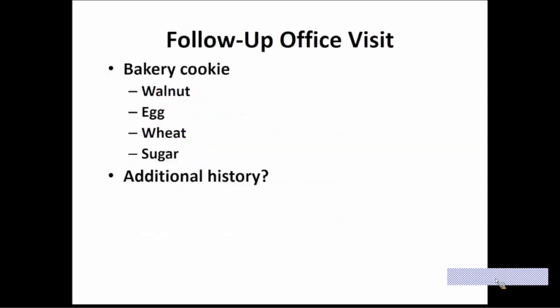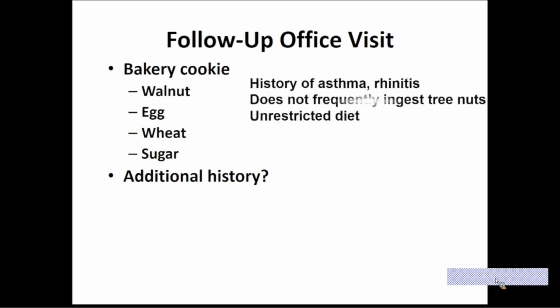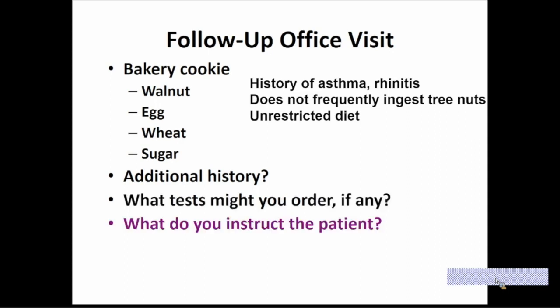So the bakery cookie ingredients are important as well. It had walnut and egg and wheat and sugar. And getting back to your question, there's a history of allergic issues, which goes along with someone who's prone to an anaphylactic reaction. He doesn't frequently ingest tree nuts. So that's ooh, probably was the walnut.